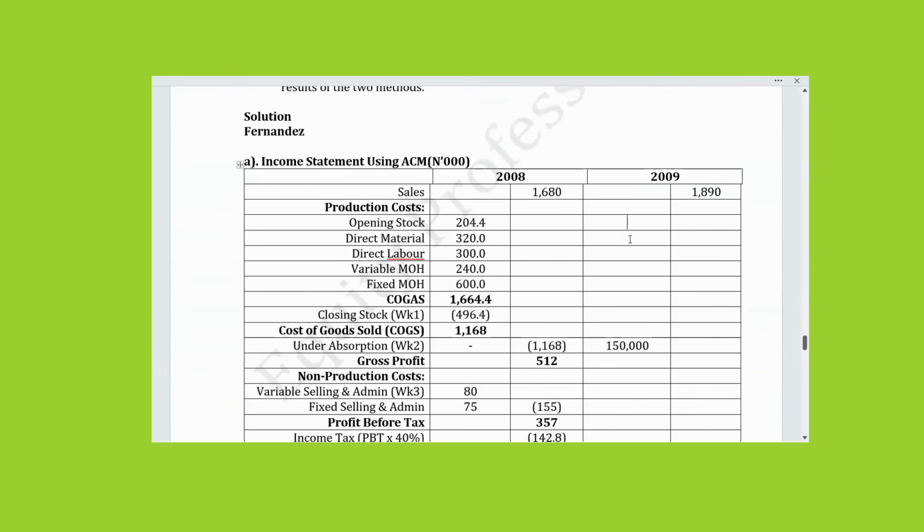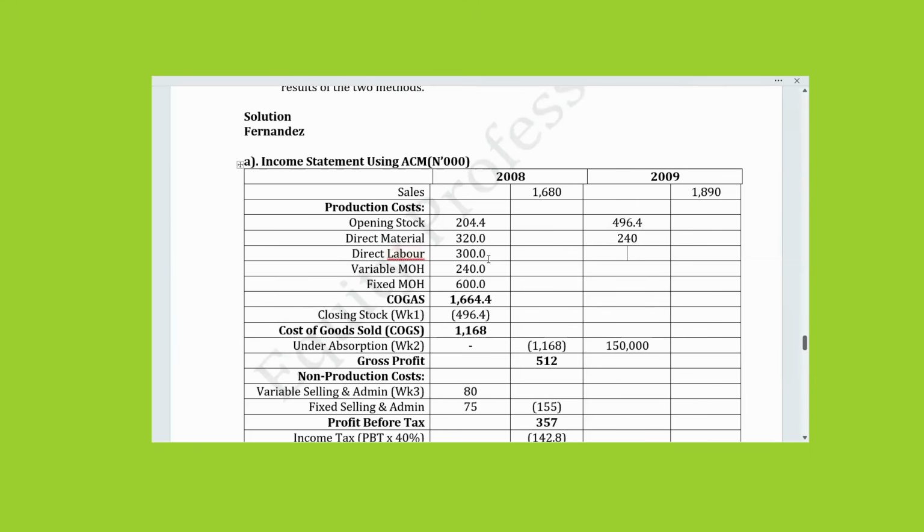240,000. Now, opening stock in 2009, pay attention, please. The closing stock of 2008 will become the opening stock at the beginning of 2009. This will be 496.4. Okay? Then direct labor cost.